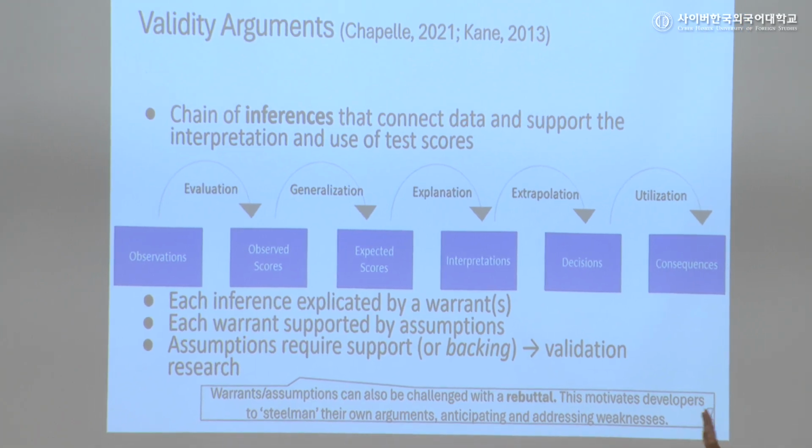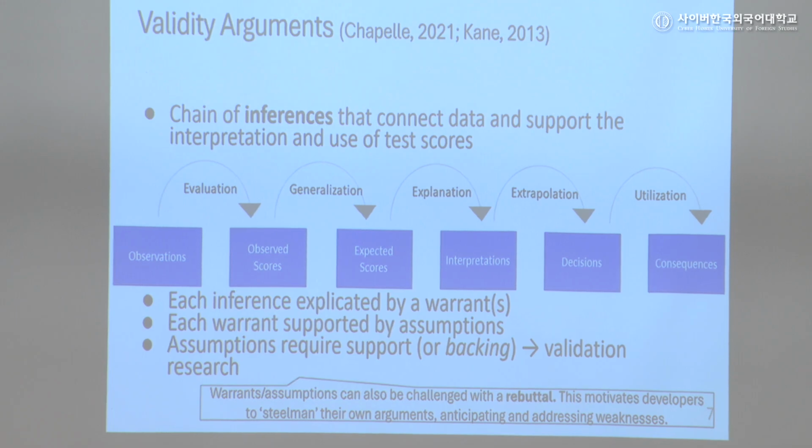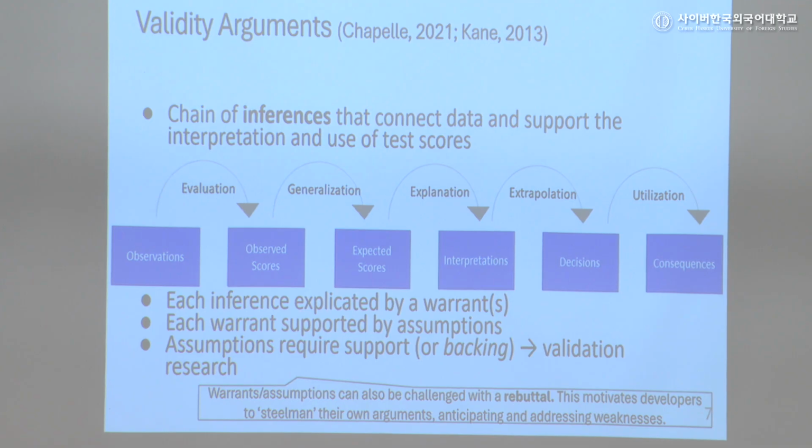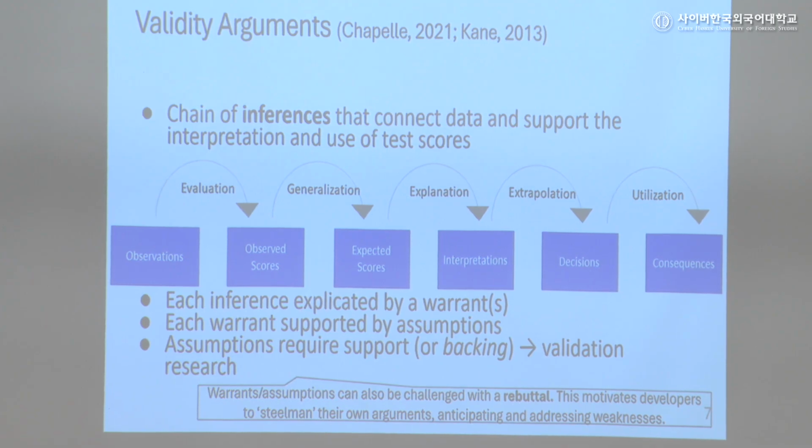So these arguments tend to look something like this. We might start off with observations of what a person can do with language on a test. And then from those observations, whether it's a response to an independent speaking task or a selection of a multiple choice question, we score it, we evaluate it. Was this better or worse? Was this right or wrong? And then from those observed scores, we can sum them up at the test level, and then we look at how reliable those are. That gets us our expected scores. And then we interpret those scores.